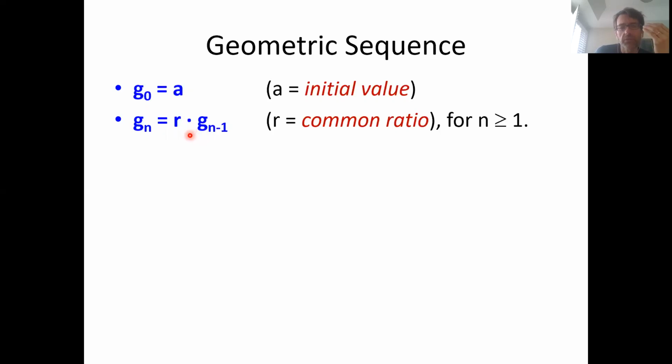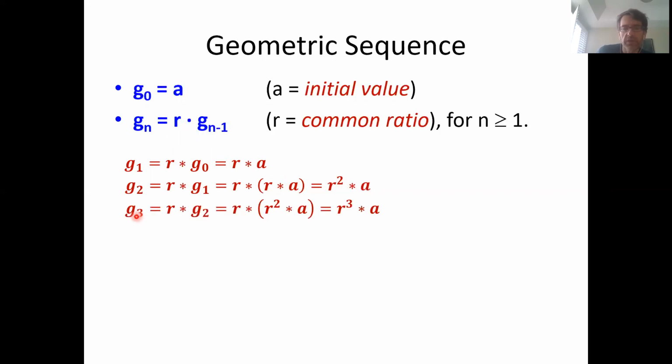So this is a sequence where the first element is A, the next one is A times R, the next one is whatever that was times R, the next one whatever that was times R, etc., right? So G first is R times A, G second is R times that, so it's R times RA, which is R square times A. The third is R times the previous. Well, the previous was R square A, so it's R times R square A. So it's R cube A, etc.